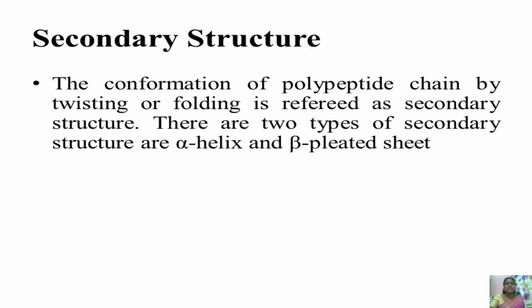Then what is the next level of protein organization? It is called secondary structure. Secondary structure is the conformation of protein, meaning its shape. Conformation of a polypeptide chain by twisting or folding is referred to as secondary structure. There are two types of secondary structure, alpha helix and beta pleated sheet, and you have one more structure called bends. We call them beta bends.